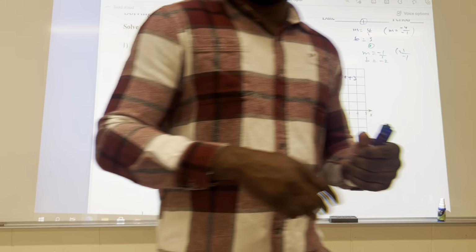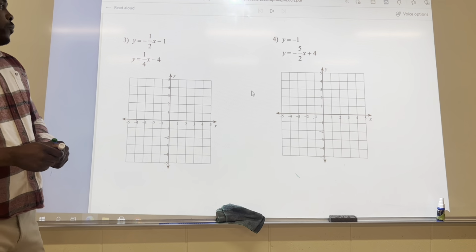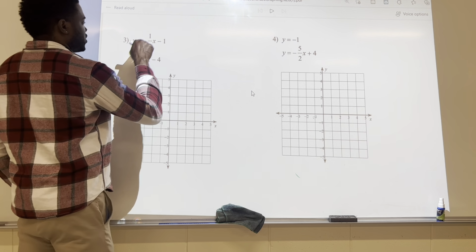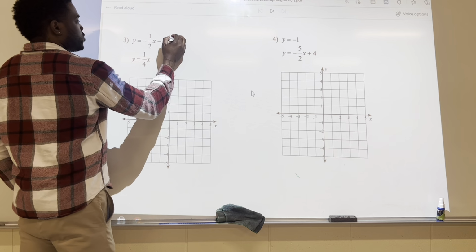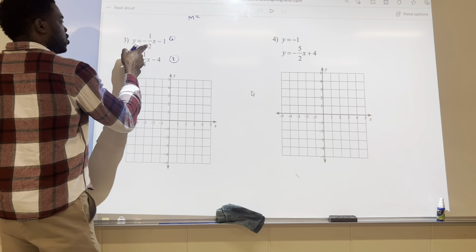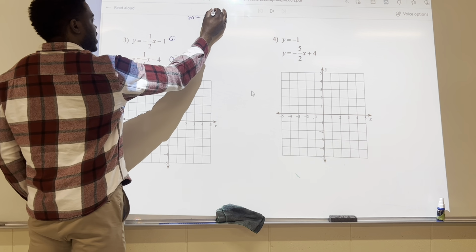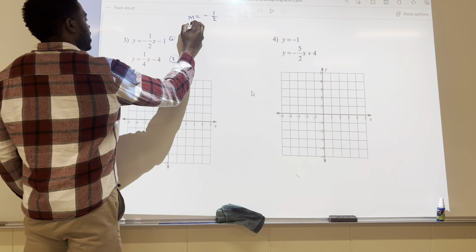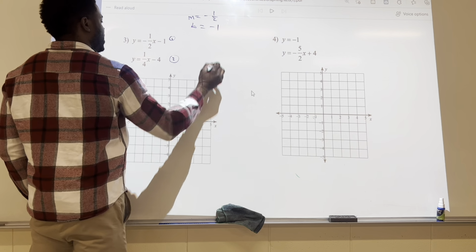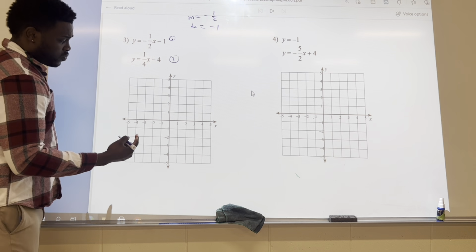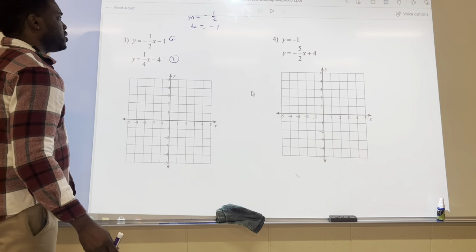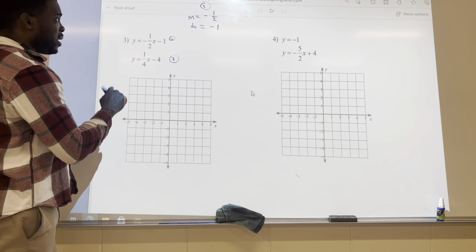Right, so let's work on the other ones now. Hope you pause the video and actually solve this one. So let's do it together. Let's watch this carefully. We call this one our first equation, this is the second equation, and the slope for the first equation is negative 1 over 2, and the y-intercept is negative 1, right? The first thing we do is label our equation, and then we find the slope and the y-intercept. And then after that, we plot the points, right?